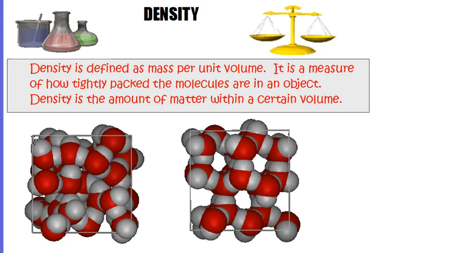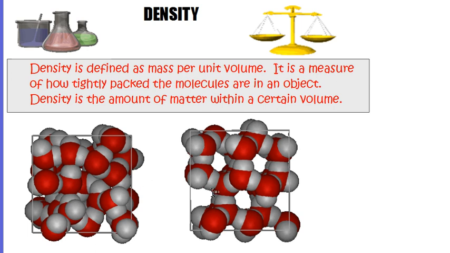And that's what this image is kind of showing you here. Density is defined as mass per unit volume. It tells you how tightly packed the molecules are in an object. It's basically a ratio of the amount of matter within a certain volume.